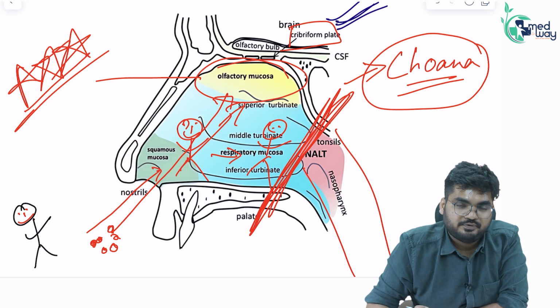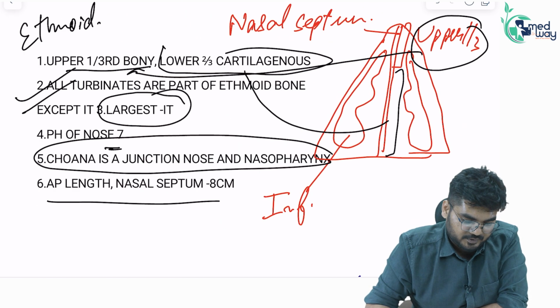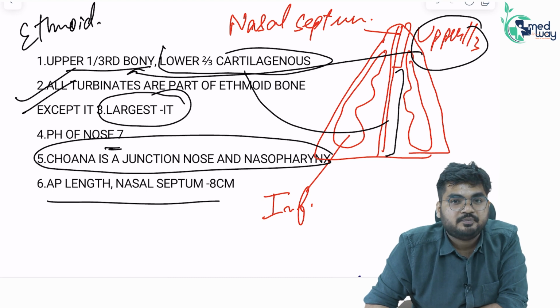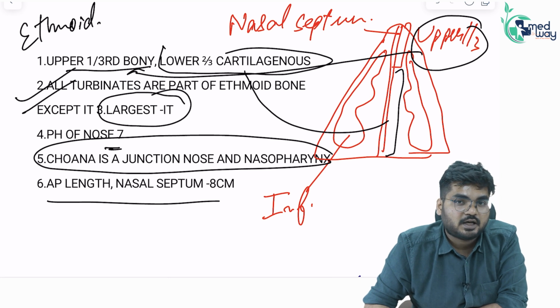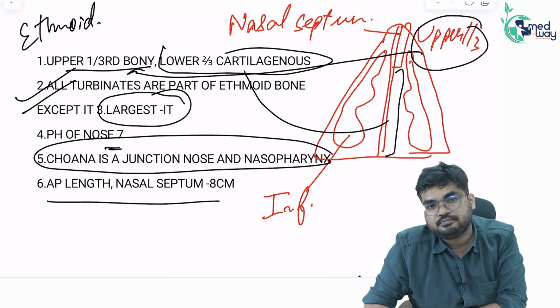Remember this. So we have discussed these particular points. What are the points that we have discussed till now? Sir, we have discussed that there is a nasal septum which is upper 1/3 bony, lower 2/3 part cartilaginous. There are turbinates. What is a turbinate? Turbinate is a bone covered by mucosa. Inferior turbinate, middle turbinate and superior turbinate. Inferior turbinate is the largest of all the turbinates. Why? Because superior and middle turbinate are a part of ethmoid bone, whereas inferior turbinate is a separate bone.